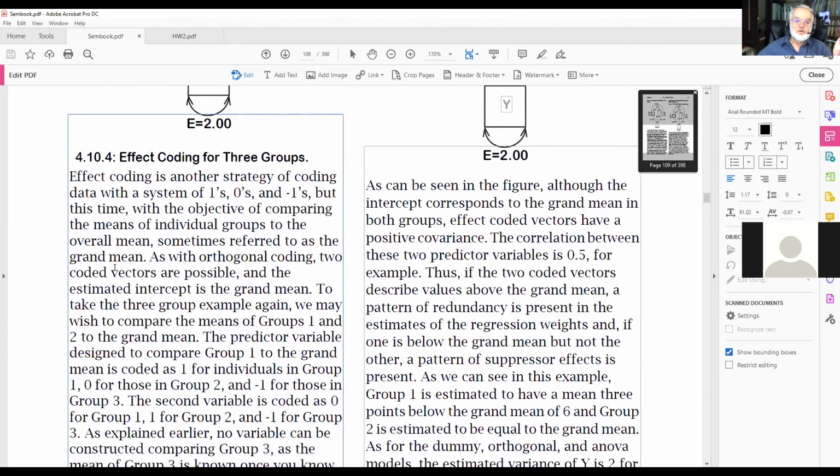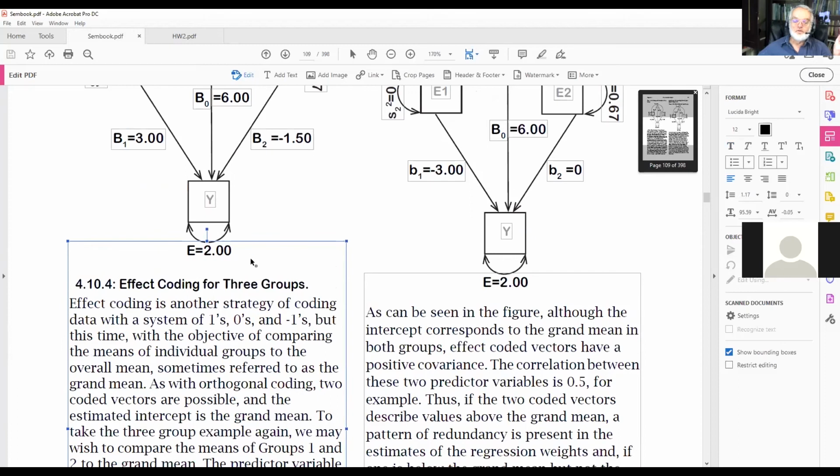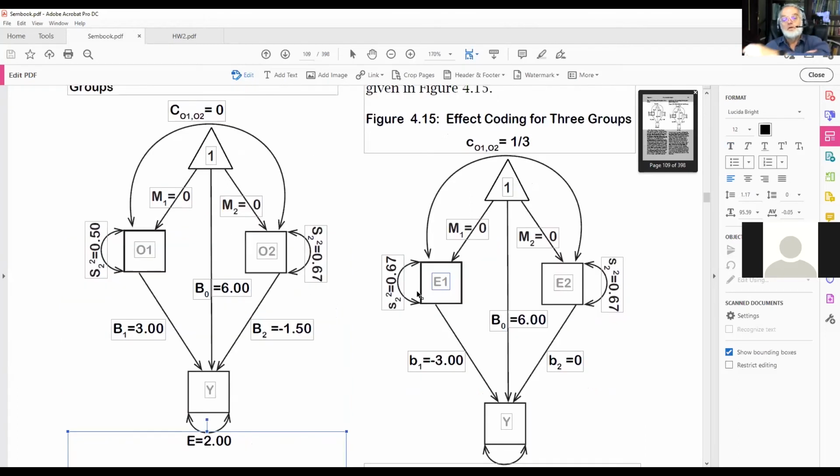So effect coding is yet another strategy, and we're going to use 1s, 0s, and -1s. In effect coding, if you're in group 1, I'm going to give you a 1 for this first predictor. If you're in group 2, I'm going to give you a 0. And if you're in group 3, I'm going to give you a -1.